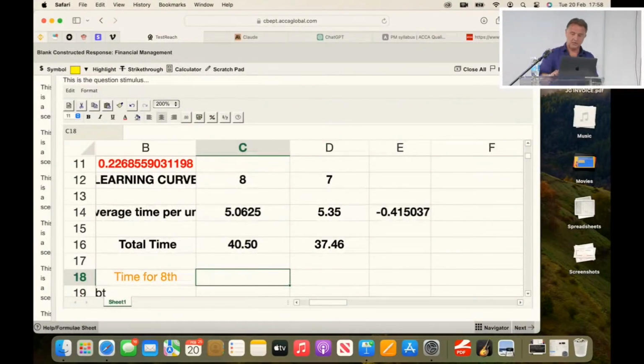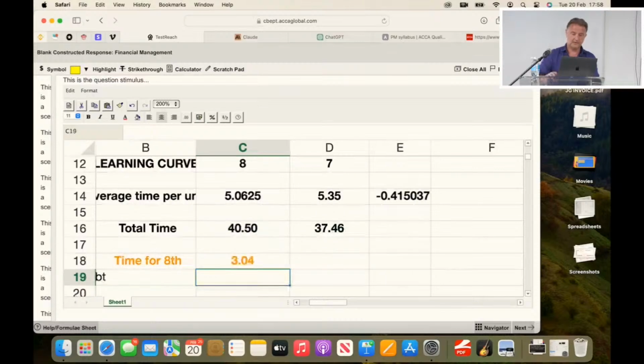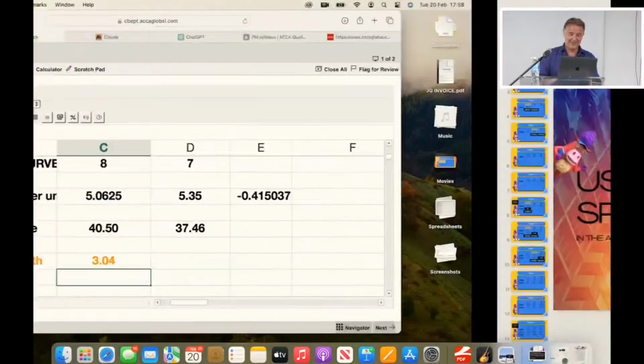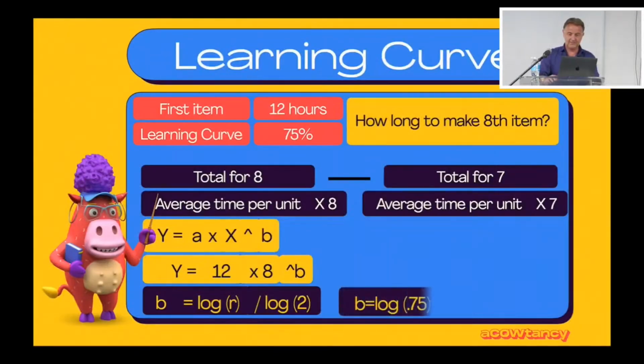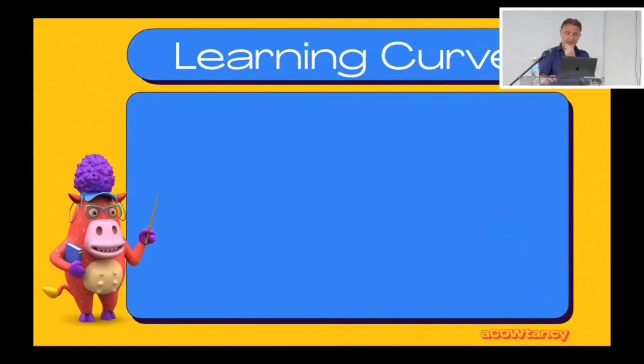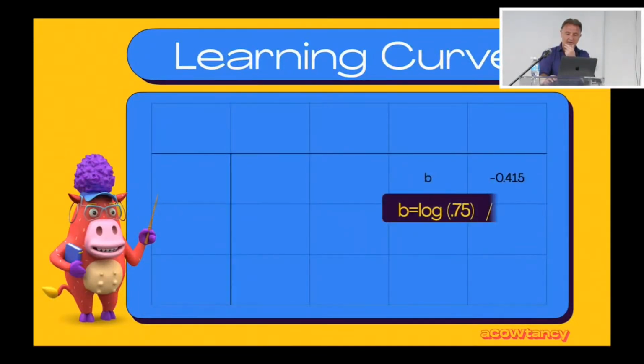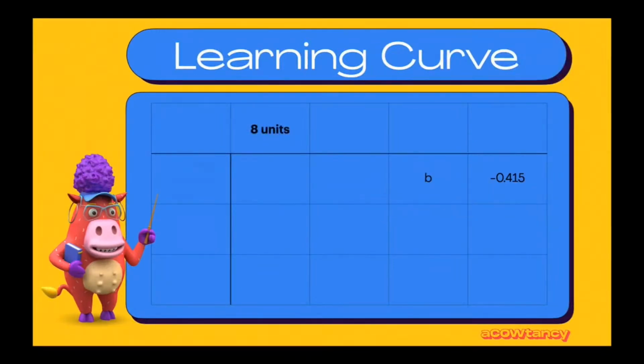So, total time to take your 8th. I'm not asking for the figure, just what would you put in your computer? Perfect. So what happened there? Let's just do that again. So log is 0.75, and that's how we worked out B. We were okay with that. At 8 units, it came to 5.063.